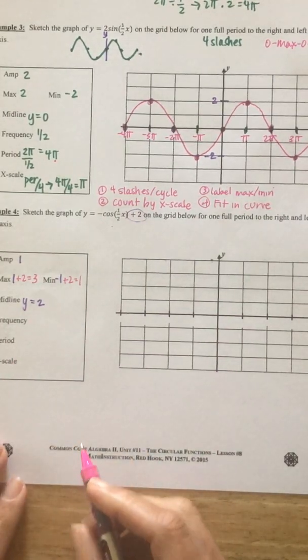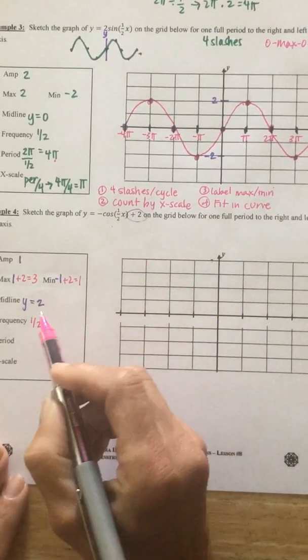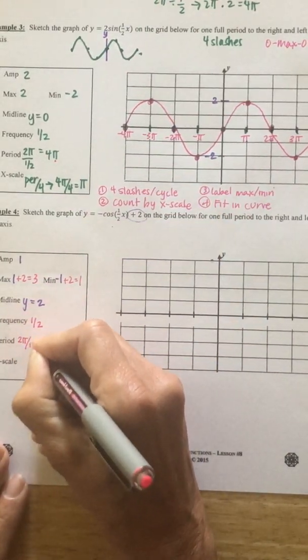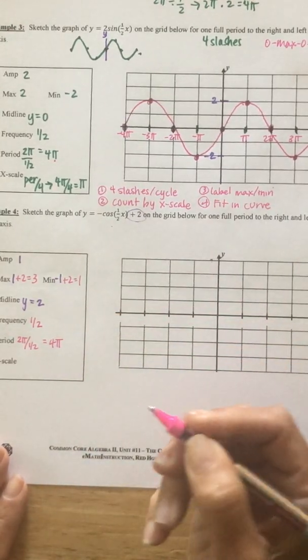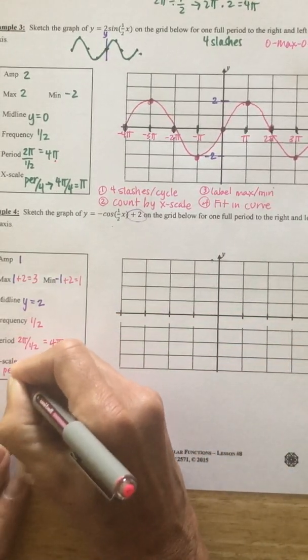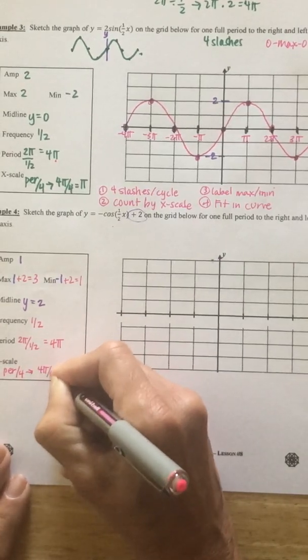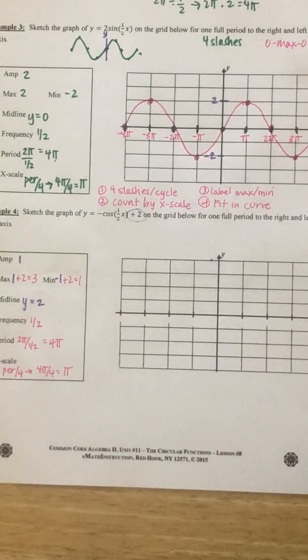All right, our frequency is a half. So lucky for us, we did that before in this example. So the period is 2 pi over a half, which gave us 4 pi before. Our x scale is the period divided by 4. So this is nice. 4 pi over 4 is pi. So we made it nice and simple like the last one.